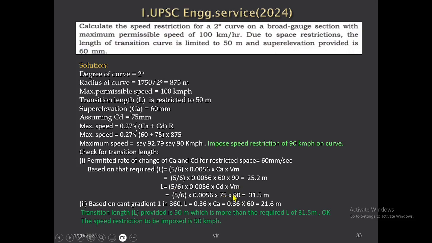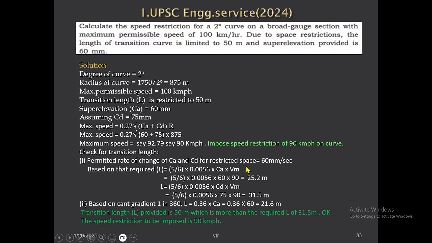With this, for the speed we are working out, it's coming around 31.5 meter, and based on the cant gradient 0.36 into CA, we calculate it's coming around 21.6 meters. So out of these, the greater one you have to choose. If that is the case, then we have to provide 31.5 meter. But whereas the transition is limited to 50 meters, so we can go up to 50 meter.